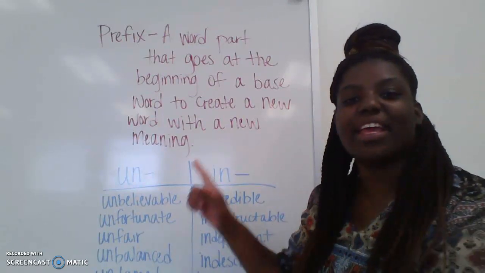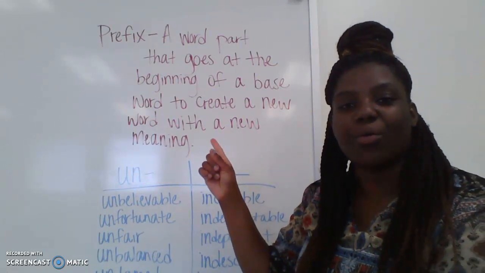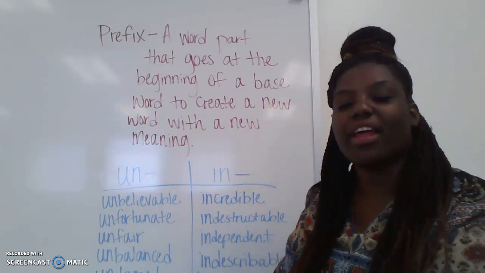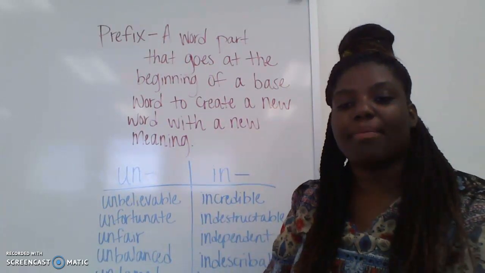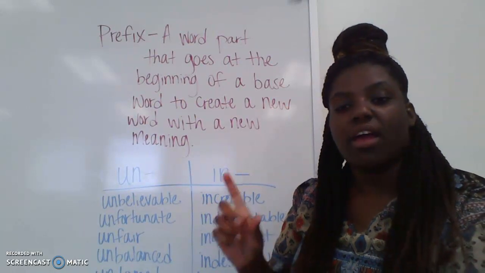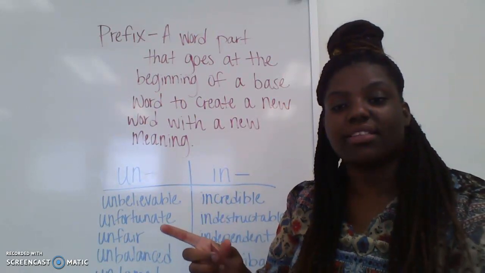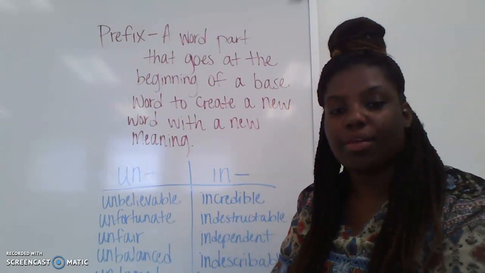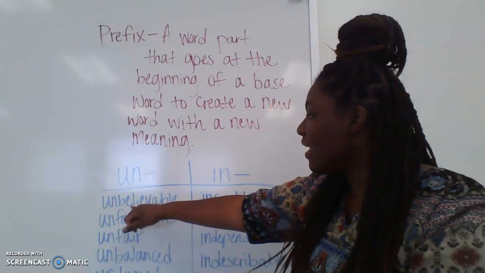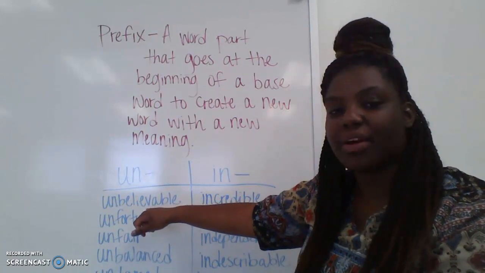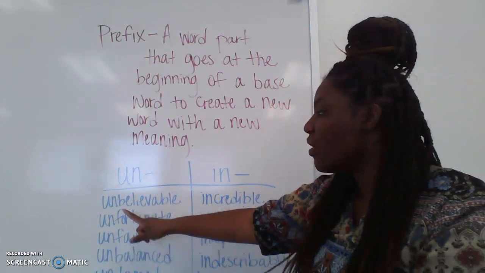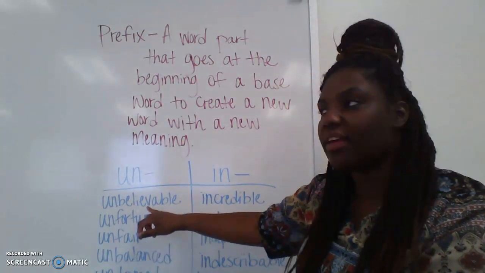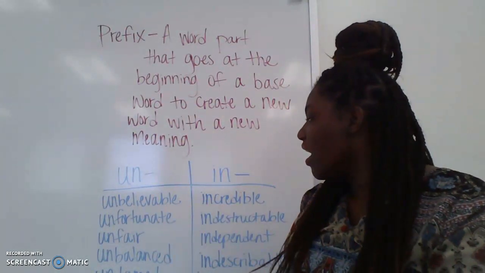Alrighty, so again, a prefix is a word or word part that goes at the beginning of a base word to create a new word with a new meaning. A base word is just a word by itself that something can be added to create that new word. For example, the word believe is the base word here in the word unbelievable. We have the prefix un and the suffix able. So believe is our base word.